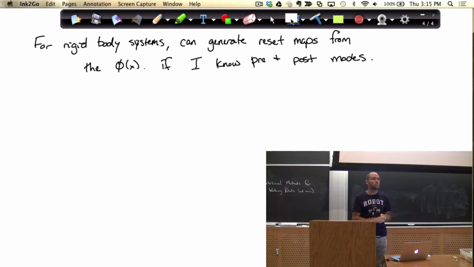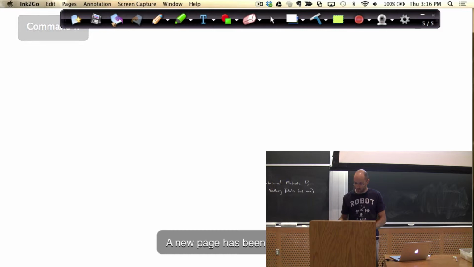Okay, cool. So trajectory optimization works for hybrid systems. It turns out Lyapunov analysis is going to work for hybrid systems too. Okay, but let's think about what it means to do Lyapunov analysis for limit cycles first.